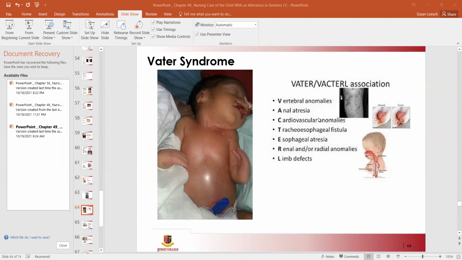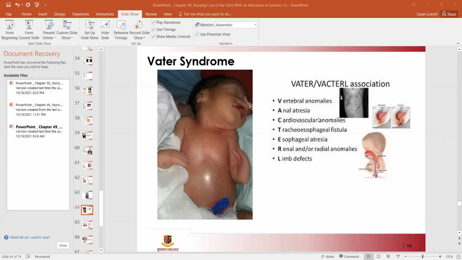It's of sporadic inheritance. Cause is unknown. It can occur with other chromosome abnormalities like trisomy 8, and it's often seen in offspring of diabetic mothers. Anomalies are present in three body parts: the limb, thorax, and lower abdomen and pelvis.